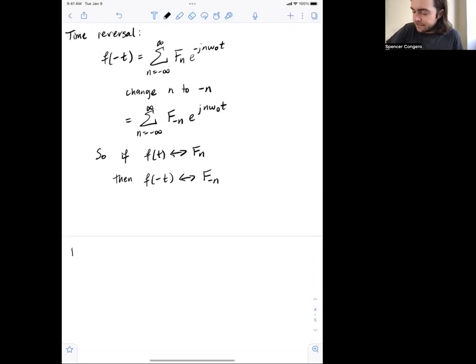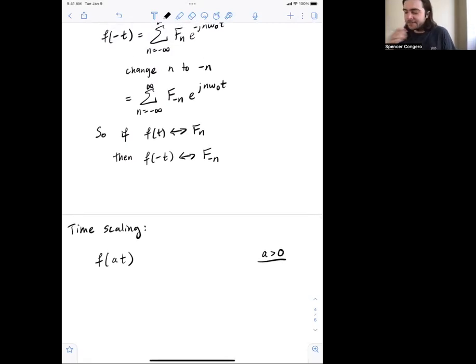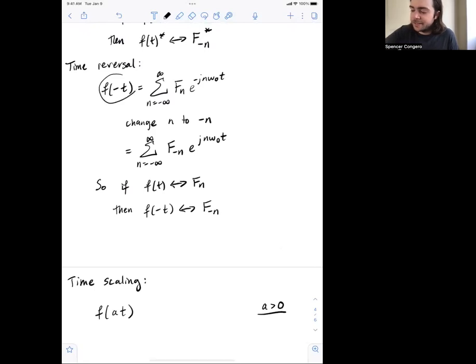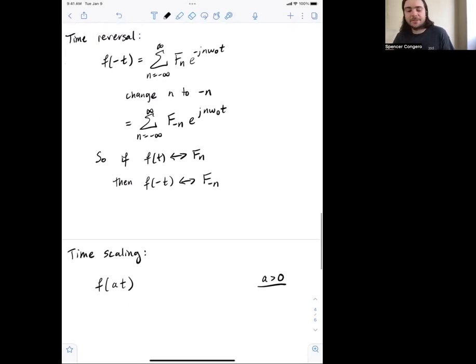All right, last one is time scaling. Okay, so now what happens if I scale the time argument? So let's say I scale it by some number a, and we're going to have a be positive. If a were negative, if you want to do a negative scale, of course, you could just apply the time reversal to get the negative sign after you scale it by a. Right? So you can combine these two properties to account for any scale factor multiplying that t that you want.